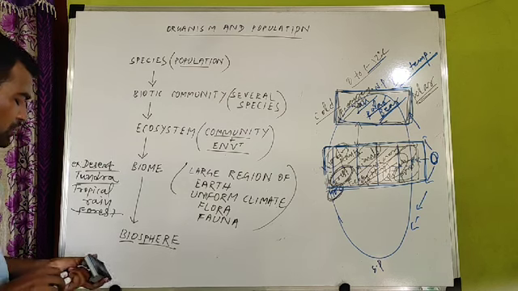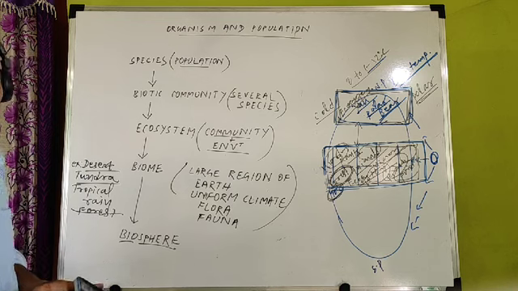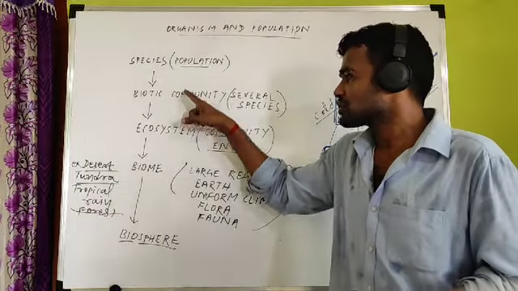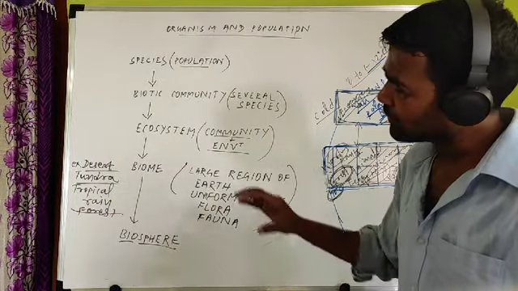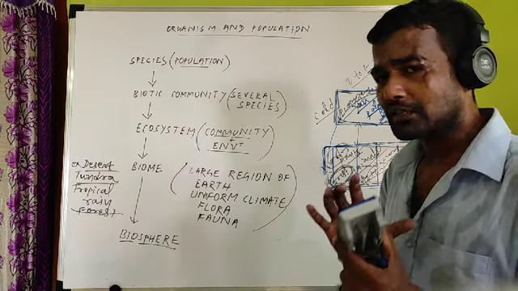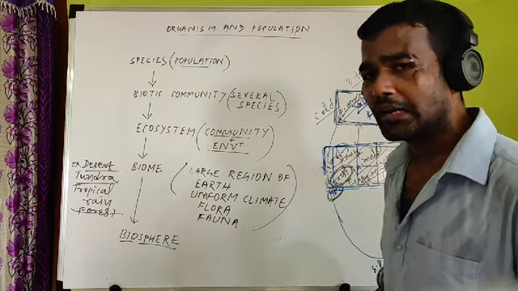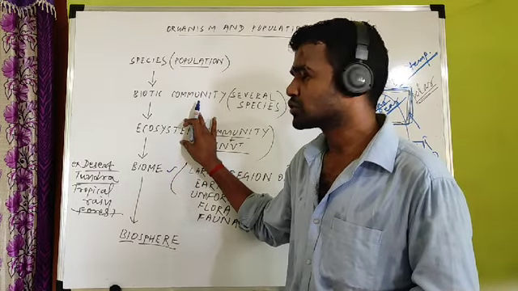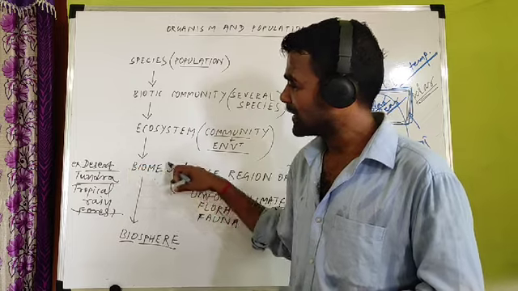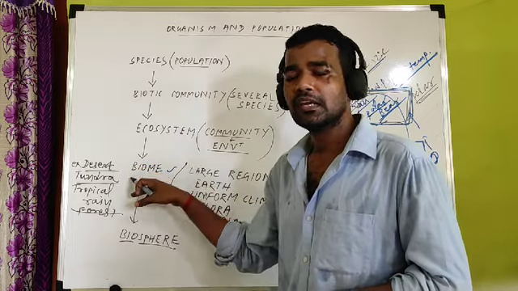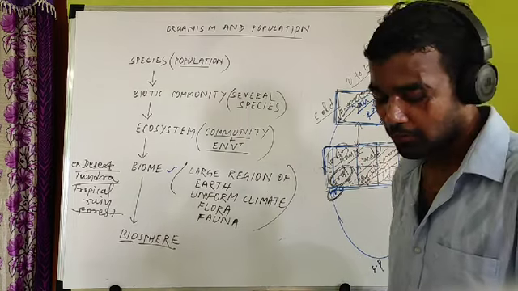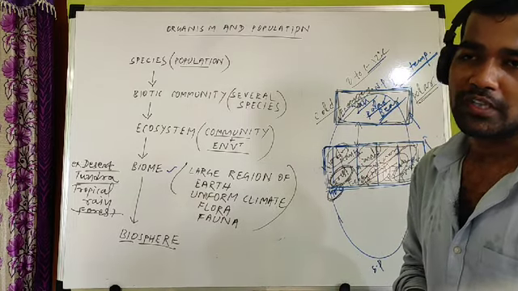That's why, if a question comes, which part of the earth contains more than one ecosystem? Which term out of these? Look clearly at these terms. The answer is biome, because an ecosystem is a single ecosystem. When many ecosystems are present together with uniform climate, they form a biome. So a biome contains many ecosystems together.